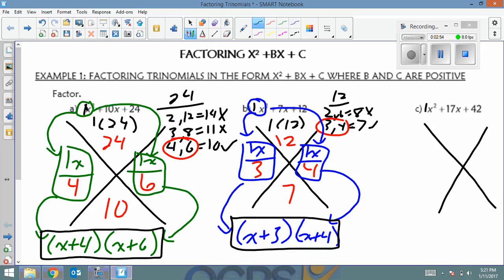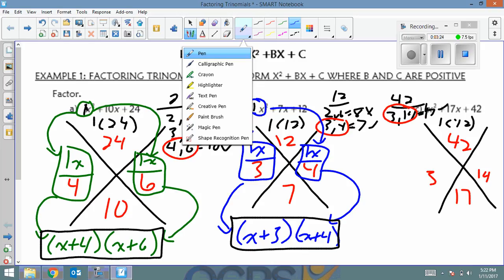Again, it's always the first number, which is 1. So in this case, it's 1 times 42, which gives me 42. On the bottom is going to be 17 in the middle. So we need numbers that multiply to get 42 and add to get 17. And I think it's 3 and 14. That adds to get 17. That works. So these two numbers go on the side.